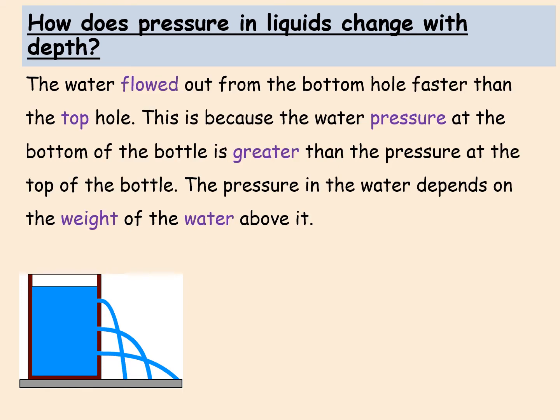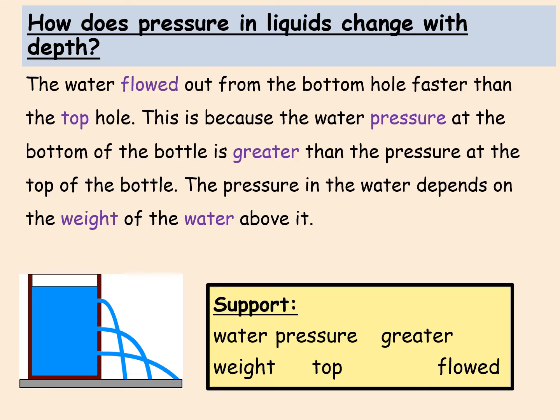Okay, so purple pen, your answers. The water flowed out from the bottom hole faster than the top hole. This is because the water pressure at the bottom of the bottle is greater than the pressure at the top of the bottle. The pressure in the water depends on the weight of the water above it.